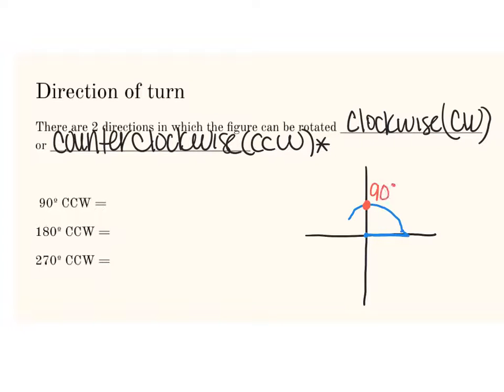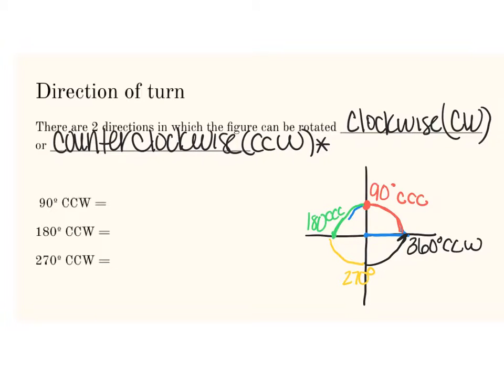So from this little part here, this is 90 degrees counterclockwise. Then if we keep going, when we hit the x-axis again, this is 180 degrees counterclockwise. And then we keep going, here is 270 degrees counterclockwise. And then we're back to the beginning, which would be 360 degrees counterclockwise.